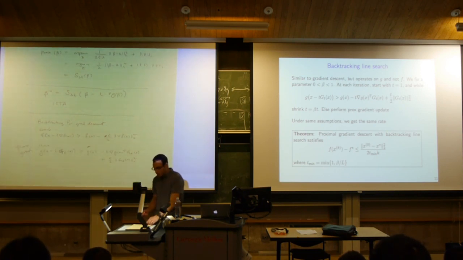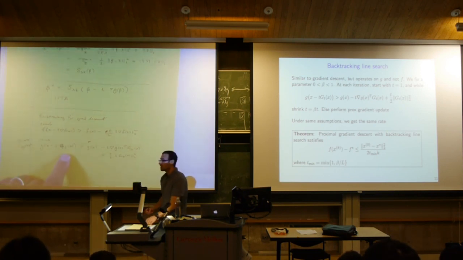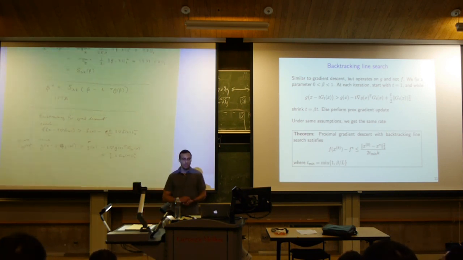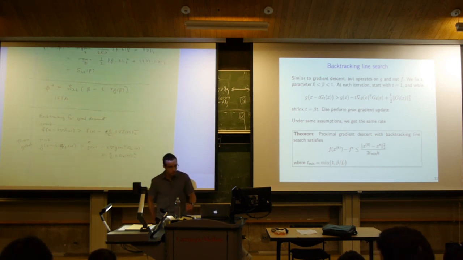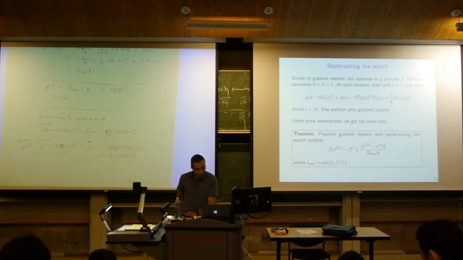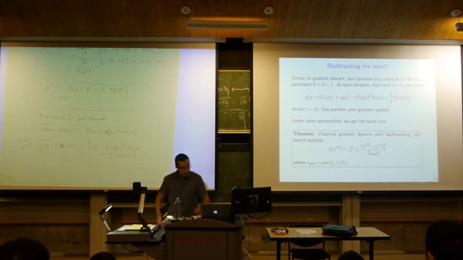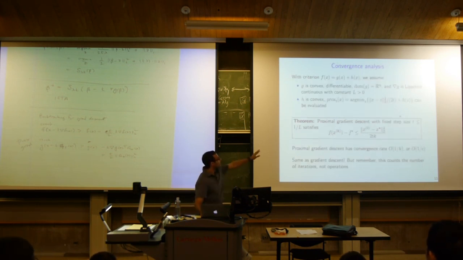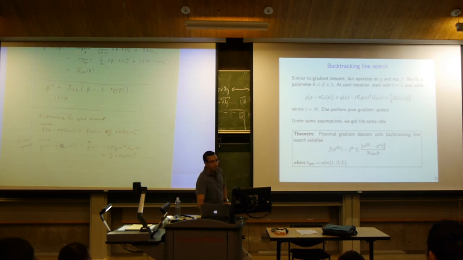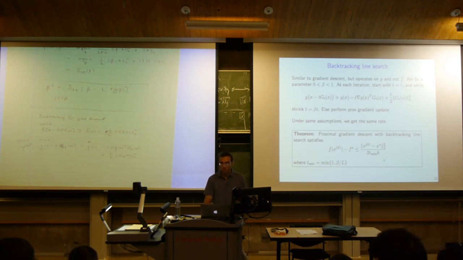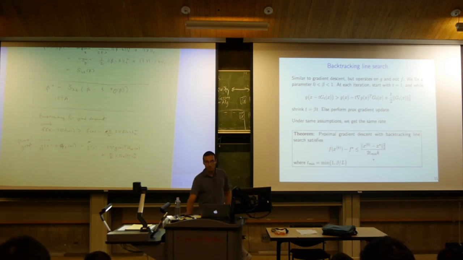You can also formulate versions that try to make sure that the descent on G plus H is large enough. But I think this one works just fine. So under the same assumptions that we had on this slide, backtracking line search with proximal gradient descent has the same convergence rate. It's really the same as what we saw for gradient descent. It's still a 1 over epsilon rate, and we don't need to know the Lipschitz constant.